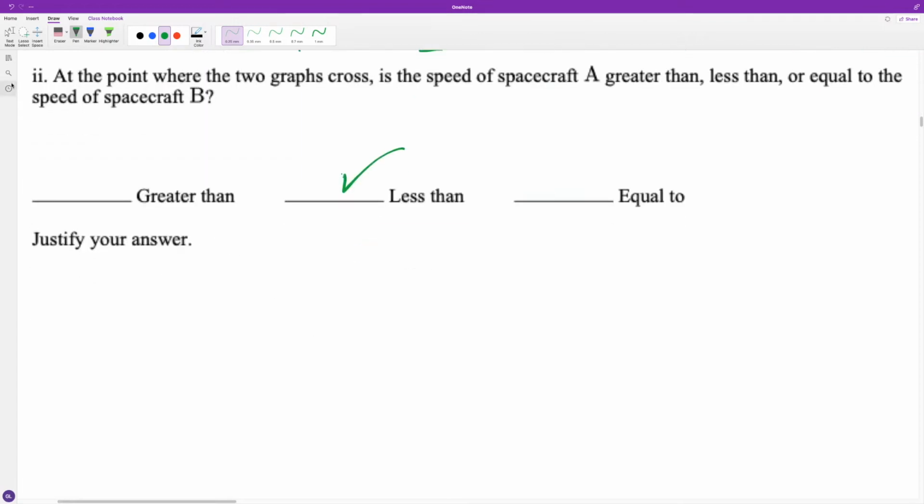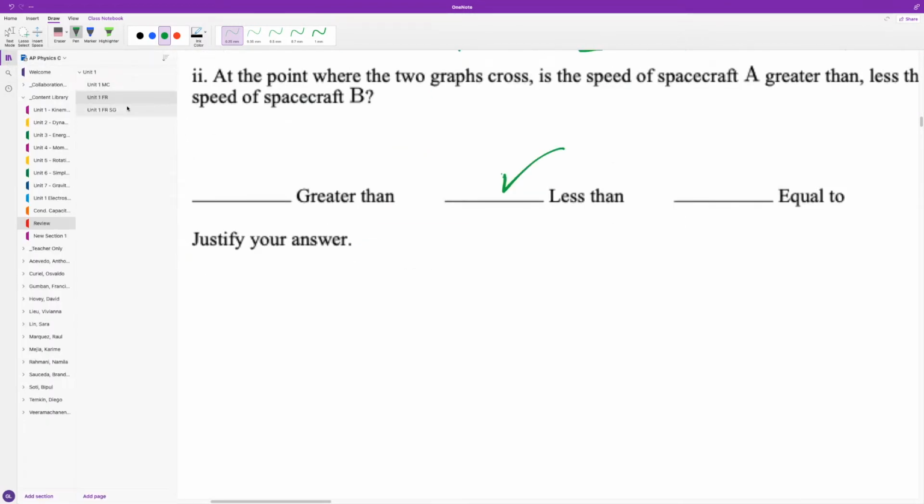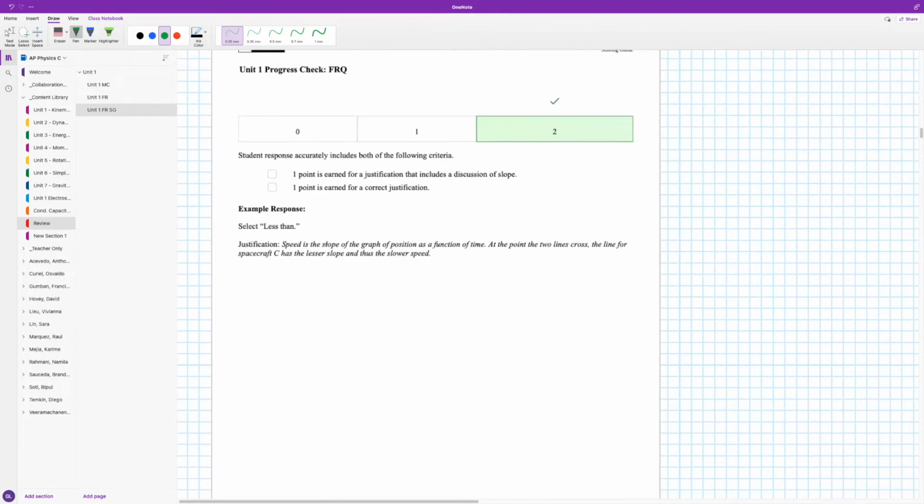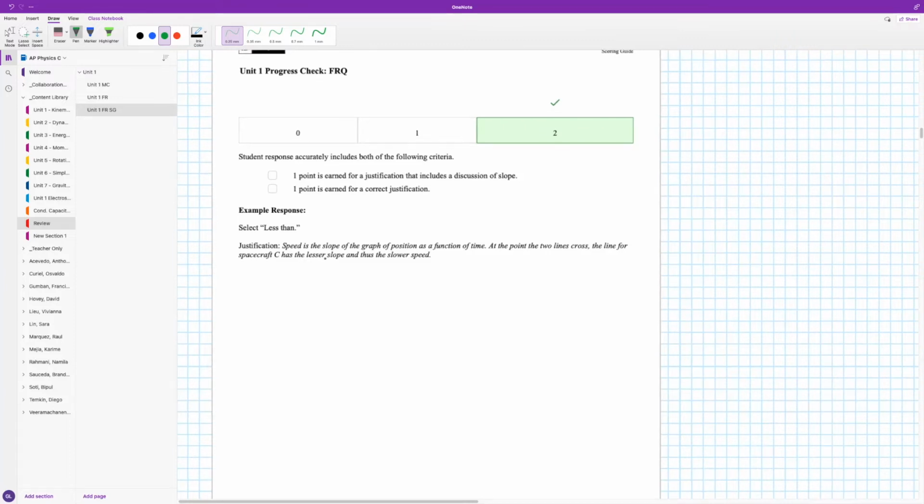And so by that justification, let's go ahead and see how the scoring guide put it. The justification is that the slope at the point of intersection is greater for B than A. Or we could say that prior to their intersection, B was behind A, and then it finished ahead of spacecraft A, so it should be faster. Let's see here. Speed is the slope of the graph of position as a function of time at the point where the two lines cross. The line of spacecraft C has a lesser slope and thus a slower speed.